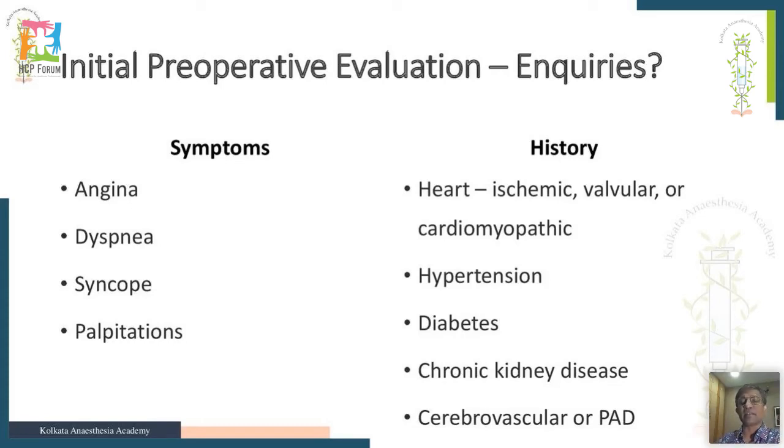Is the patient on rate control or medications to reduce thromboembolic events? All these things you need to elicit over here. Does the patient have associated hypertension, diabetes, chronic kidney disease, or cerebrovascular or peripheral arterial disease? So these are the things that you need to find out in the initial inquiry.